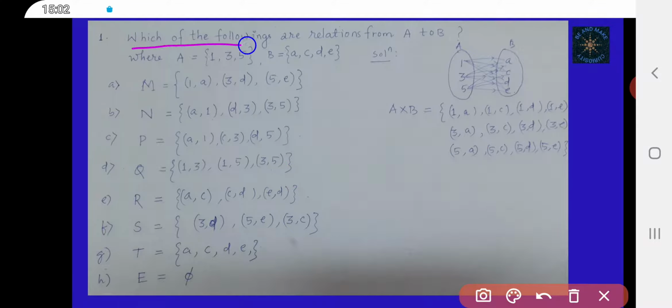So which of the following are relations from A to B? Then this first one, then this, then H. These are relations from A to B.